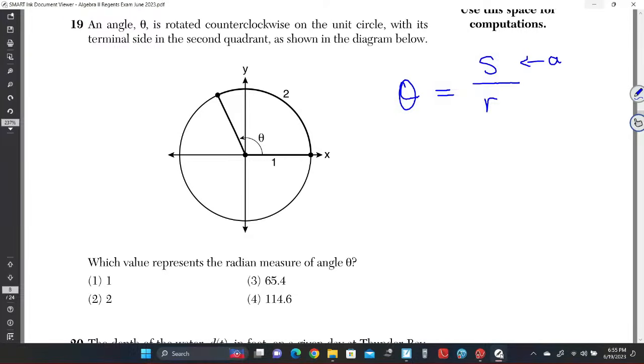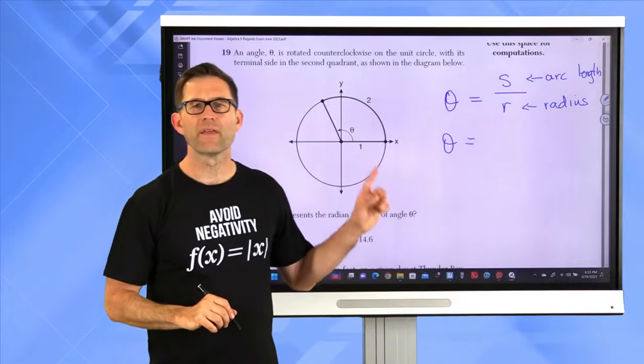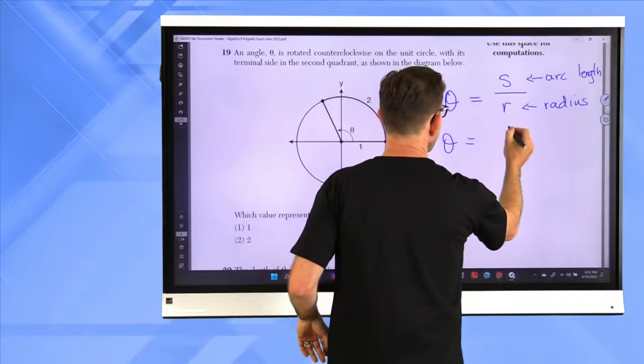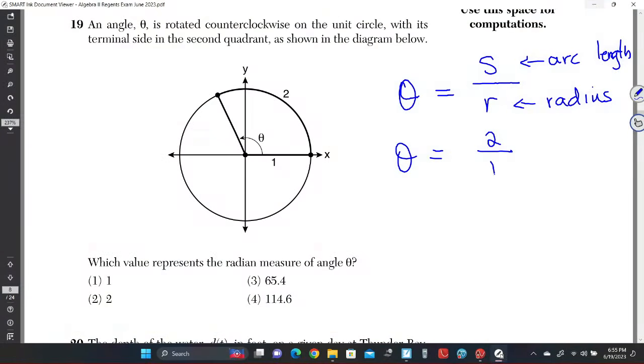So this is the arc length divided by, obviously, the radius. Well, in this, it doesn't really get any easier than this, right? The arc length that is intercepted by the angle is equal to 2, not 2 pi or anything like that, just 2. The radius is equal to 1, so the radian angle is equal to 2.